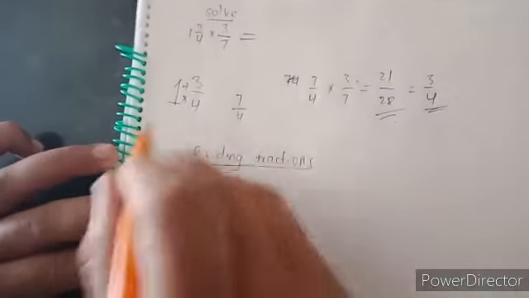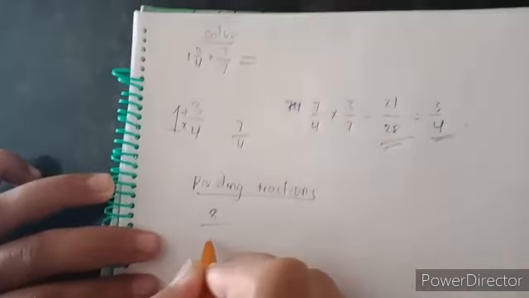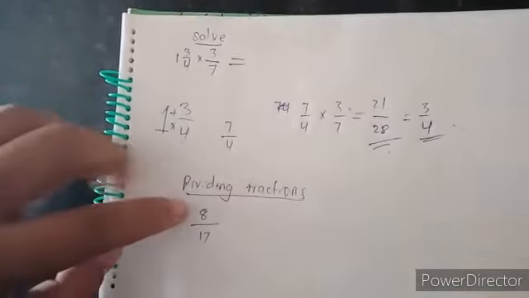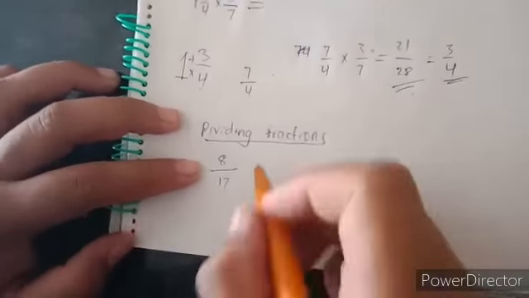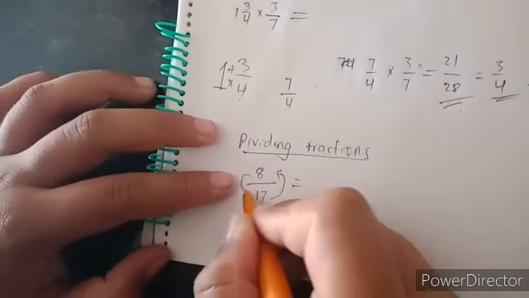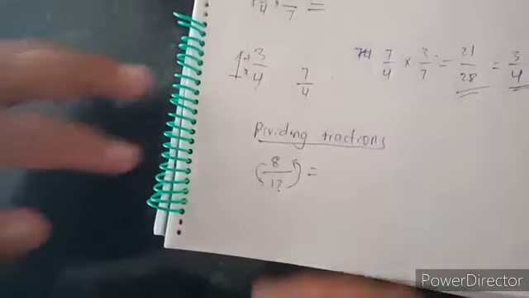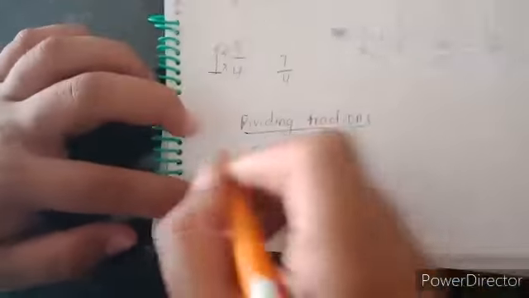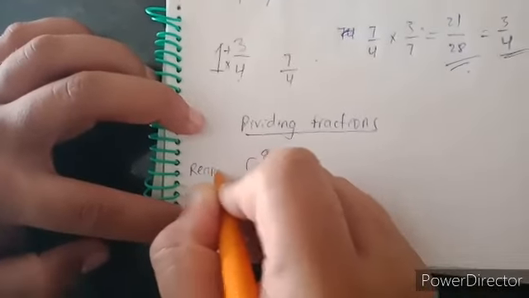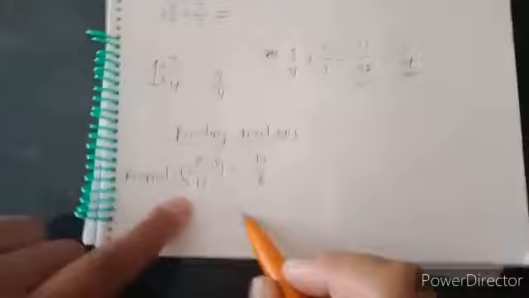When dividing fractions, you should know how to find the reciprocal of something. For example, we take 8 over 17. This is a fraction, and if you want to find the reciprocal of such a fraction, what you do is you interchange the digits. So 17 goes up and 8 goes down. It's a must, you have to find the reciprocal when dividing fractions. So the reciprocal of 8 over 17 will be 17 over 8. You just notice 17 goes up and 8 goes down.